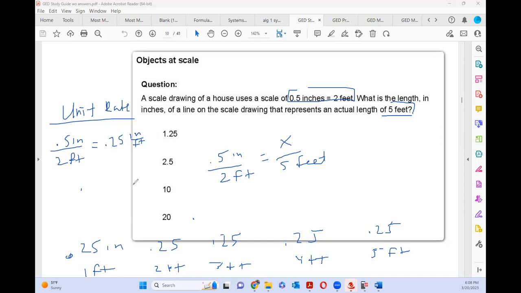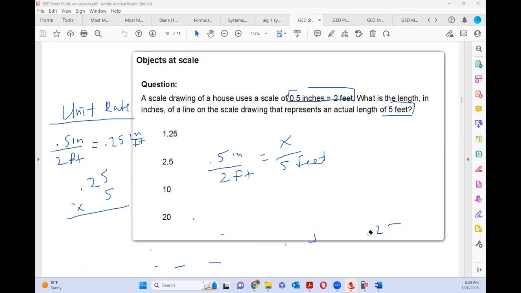Once you find the unit rate, this is the beauty of it. This is why unit rate is going to be on every GED exam. Every GED exam you will ever have will have unit rate. So in this case, 0.25 inches for every foot, and I need to go 5 feet. That means I need to multiply that by 5. What is 0.25 times 5? 1.25. That's your answer if you solve this by unit rate.